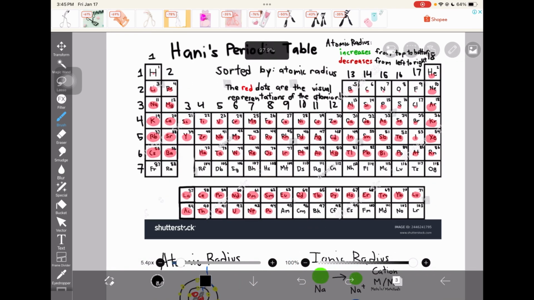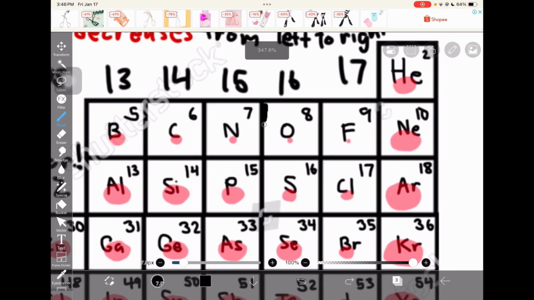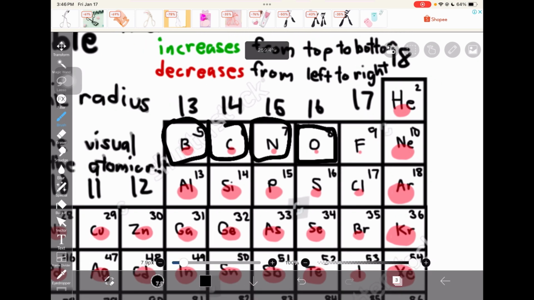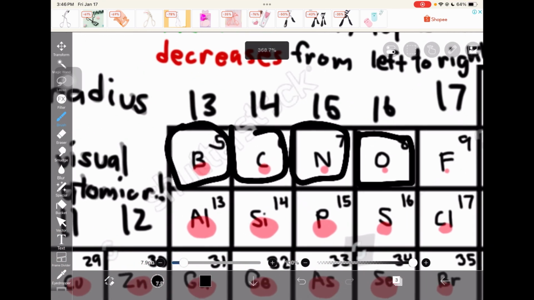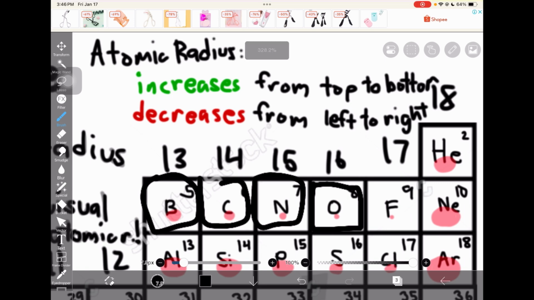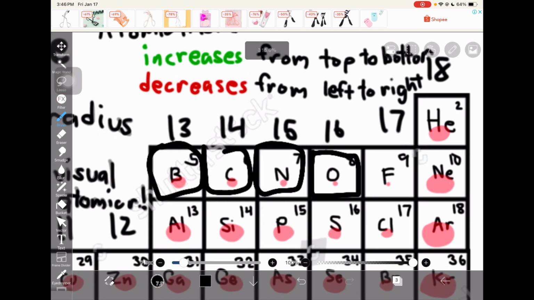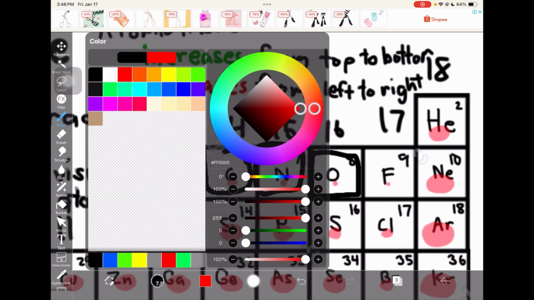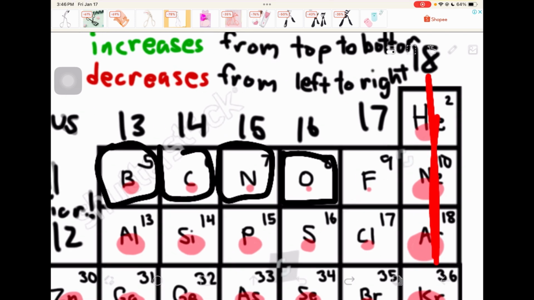So I'll give you an example here. Let's say out of oxygen, nitrogen, carbon, and boron, you're asked to find which has the biggest atomic radius. Since it decreases from left to right, you want to find the element furthest away from the right. Which element is the furthest away from that red line there? It's definitely going to be boron.